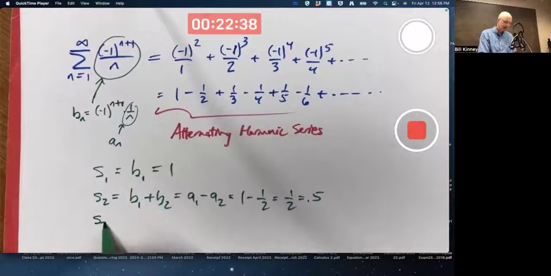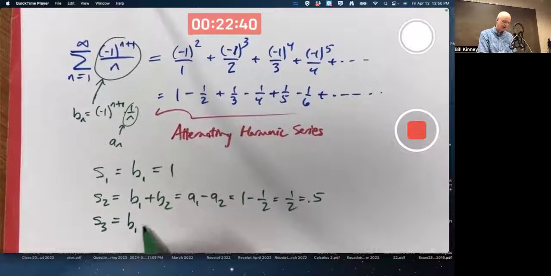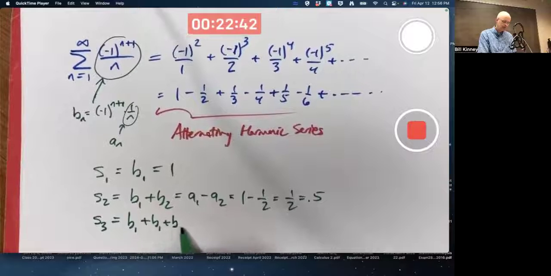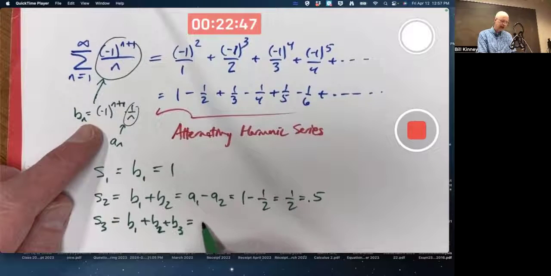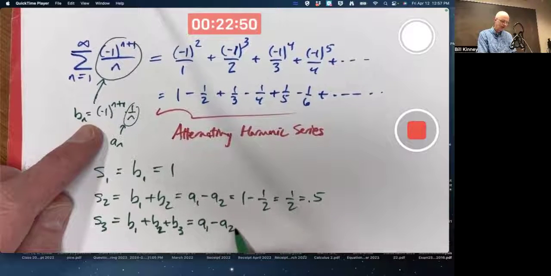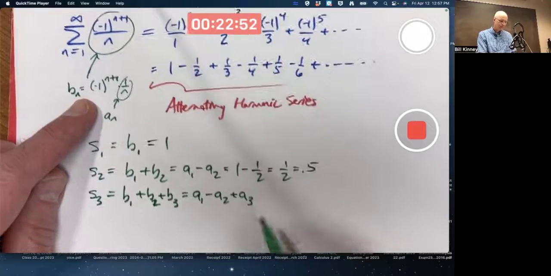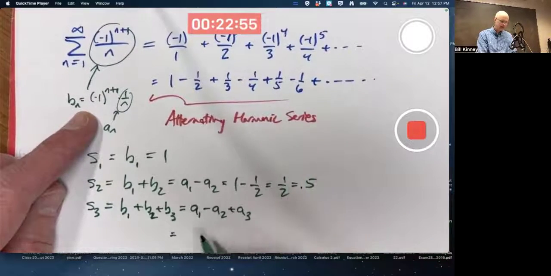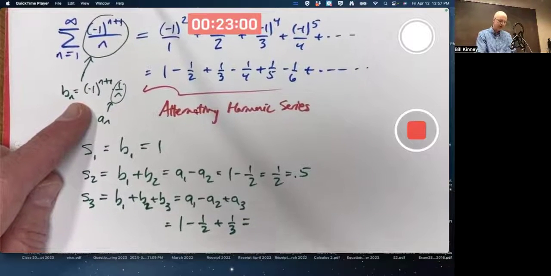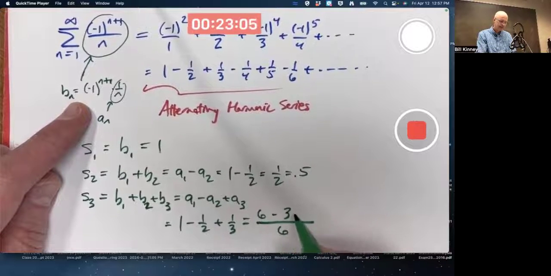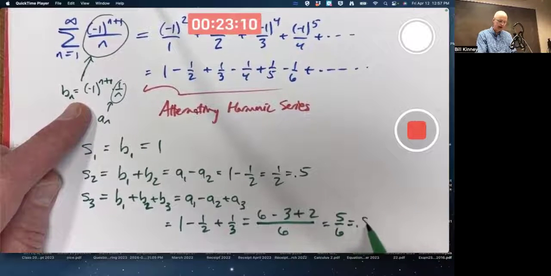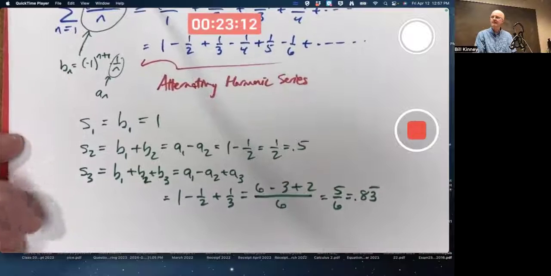When n is 3, the third partial sum is b1 plus b2 plus b3, which, in terms of the a's, is a1 minus a2 plus a3. You can also just look at the series itself. That's 1 minus a half plus a third. What does that equal? Get a common denominator of 6. It's 6 minus 3 plus 2 all over 6, 5/6, or 0.83 with a 3 repeating.